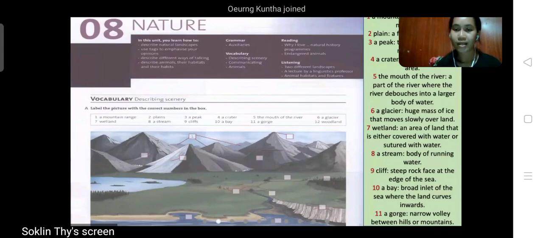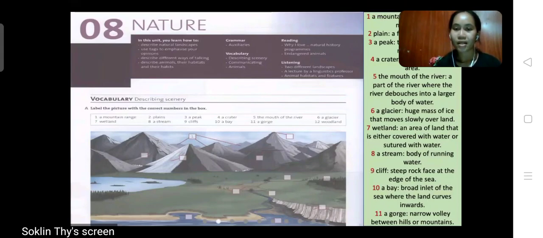Number 5, the mouth of the river. It is a part of the river where the river divides into a larger body of water. Number 6, a glacier. A glacier is a huge mass of ice that moves slowly over land. Number 7, wetlands. Wetlands is an area of land that is either covered with water or saturated with water. Number 8, a stream. A stream is a body of running water.